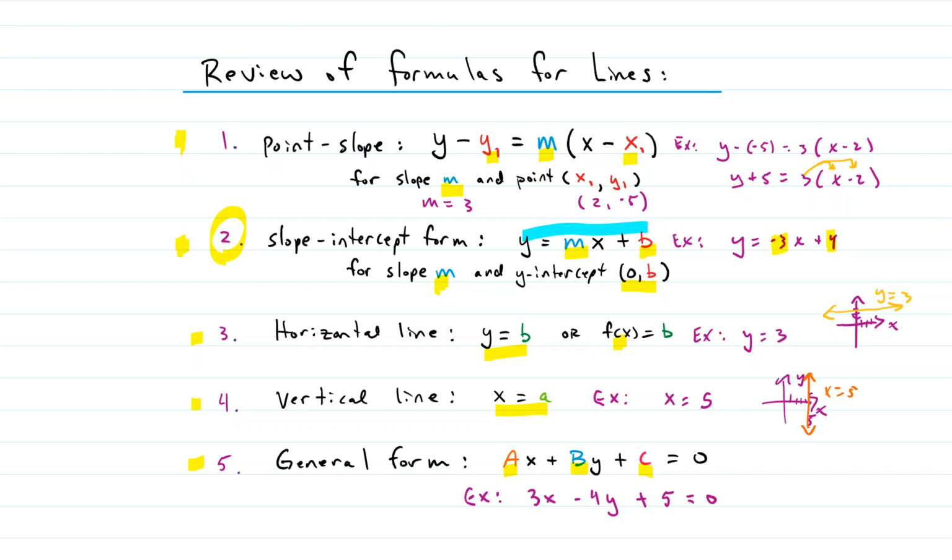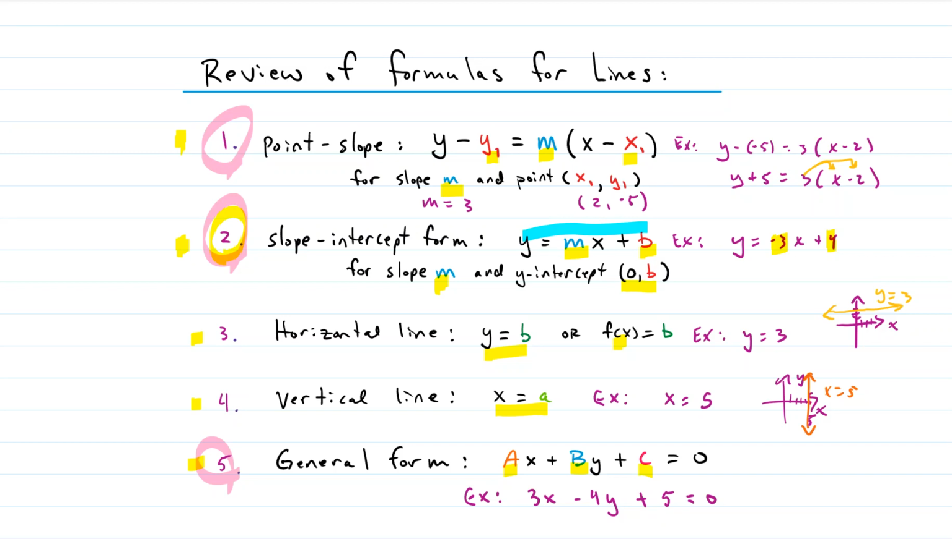One last thing I wanted to mention was that you can easily go between the forms: number 5, the general form, number 2, the slope-intercept, and 1, the point slope. These are all equations of lines, 1, 2, and 5. Those are all equivalent. They're just rearranged. Some of them give you more information than others. Some of them are easier to use in certain circumstances than others, but they're all equivalent.